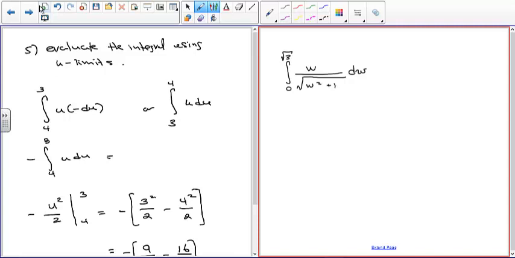So this handout is the other type of u substitution that we talked about at the end of class last time. So once we finish this one, we'll do these.